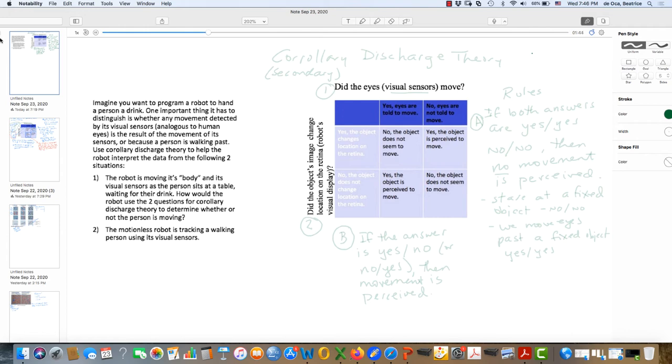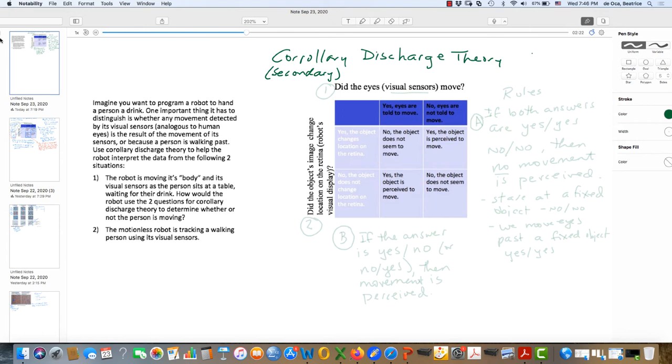So let's see, we'll use green, that's a good color. The idea of corollary discharge theory, which by the way, I hate the term, it's kind of descriptive, but the phrasing is so weird. Corollary discharge theory refers to a secondary message sent from the eye muscles to the brain, telling the brain that, hey, the eyes are being told to move.